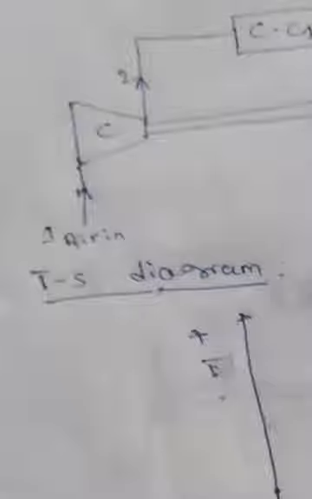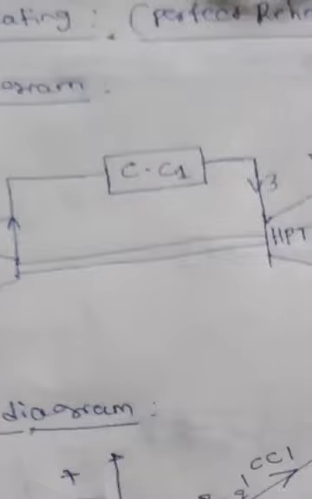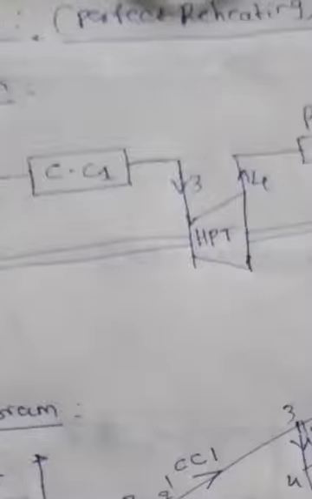From point 1, fresh air enters at atmospheric conditions and gets compressed. Then at point 2, the compressed air is sent to the combustion chamber, where the air gets heated. Then it is passed to the first turbine, the high pressure turbine.